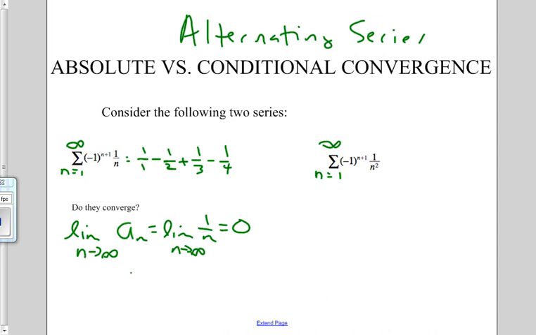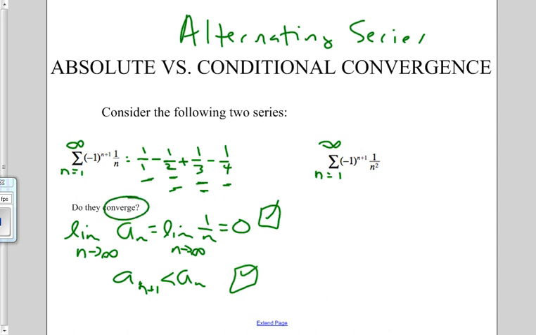And we know that a sub n plus 1, or the n plus 1th term, is less than the nth term. And we see this is less than this, is less than this, is less than this. Since it meets both of these criteria, we can say that our first one converges, and the second one, well, this is going to be the same.